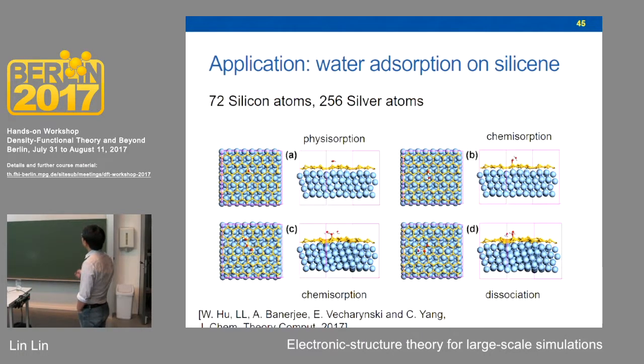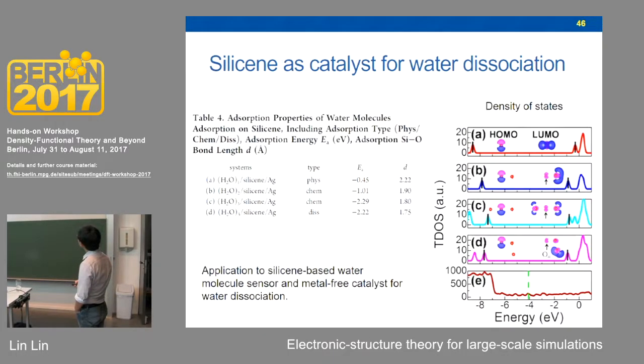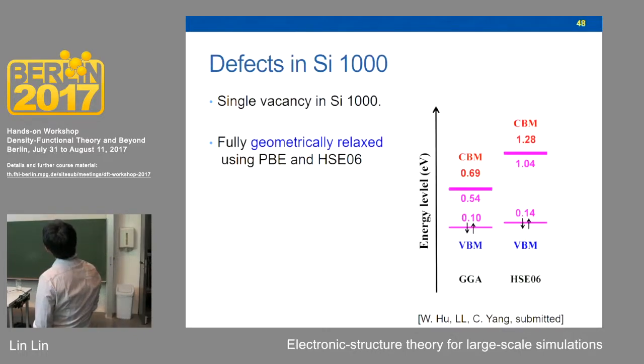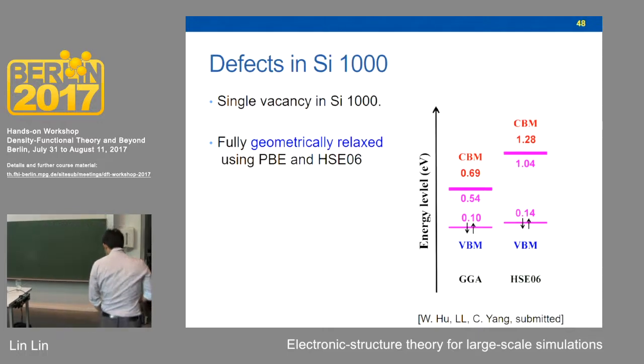You can do some applications such as water absorption on silicon. And recently, I don't have time to talk about that, there is how to further reduce the time with ACE and ISDF. You see, at the beginning, each outer SCF needed about 1,000 seconds, even when using already 2,000 processors per outer SCF. Now it is reduced to 20. You can do defect calculations in large-scale systems, and at the level of hybrid functional calculations, as expected, there is a big difference in the band gap for the systems with the vacancy as predicted by GGA and HSE.